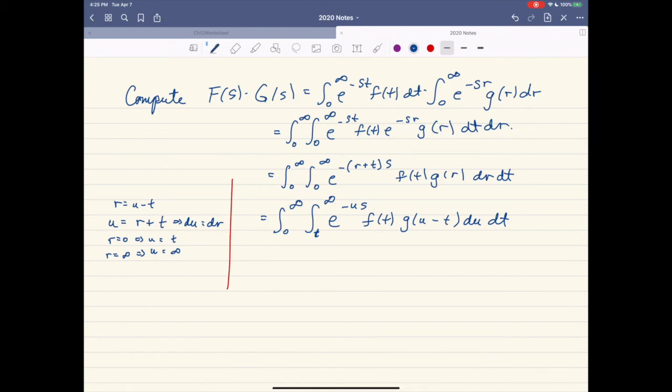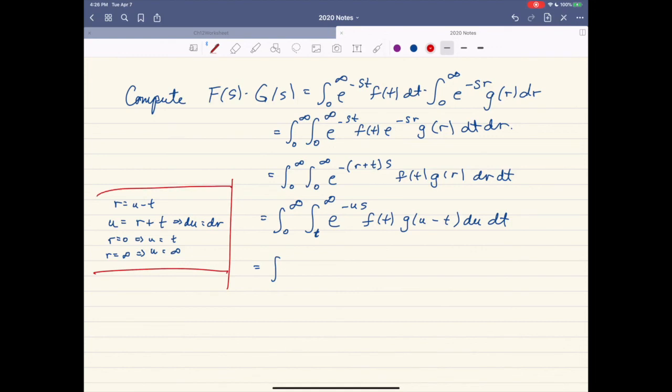A few things that we need to do next. Notice that we can move the f outside the integral. If I want, I could really just take this f and literally move it outside that integral if we want. But what we really want to do next is think about switching the bounds, switching the order of the integral.